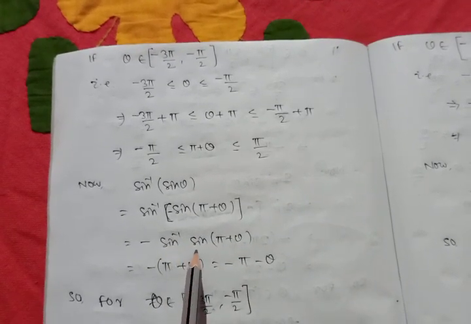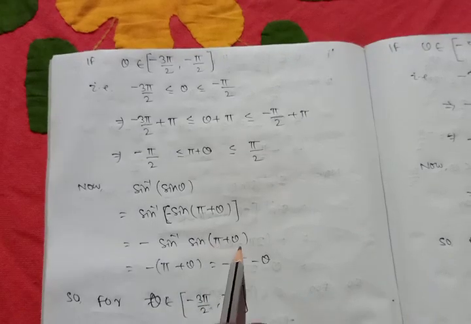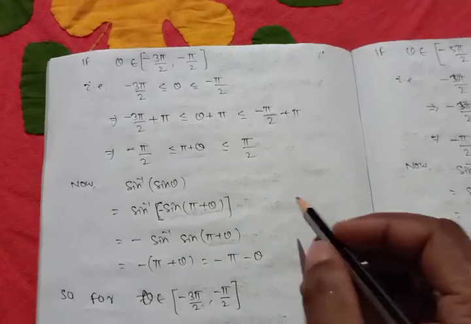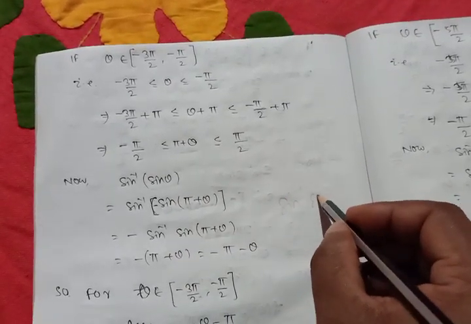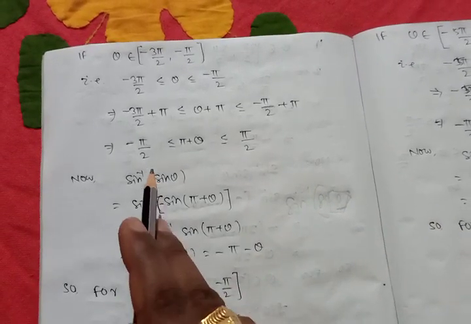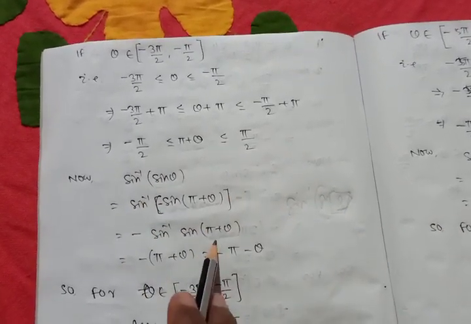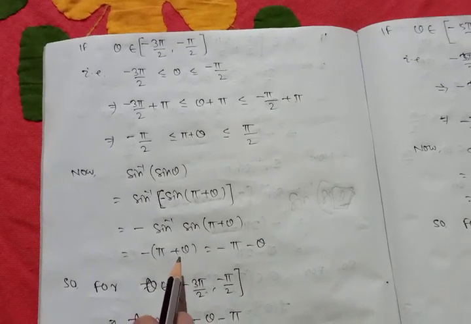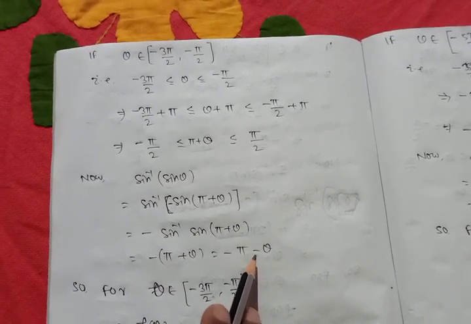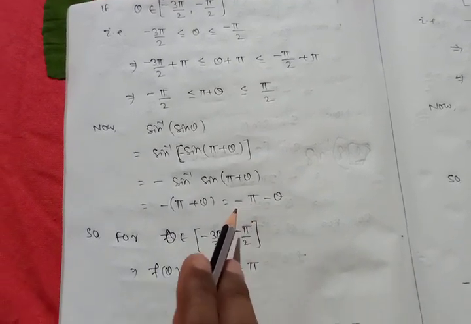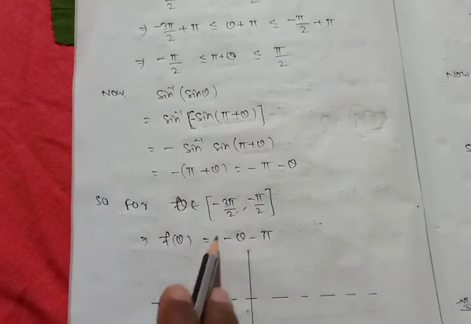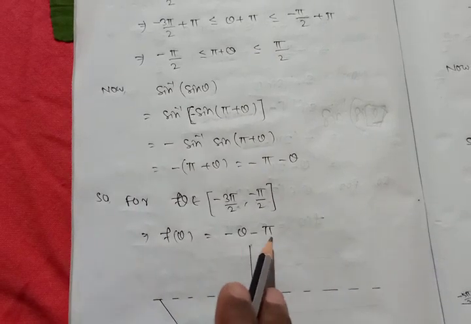So now this sine inverse and sine can be cancelled out because this one belongs to the interval minus pi by 2 to pi by 2. Okay, sine inverse of sine theta can be cancelled out only if that angle must be in between minus pi by 2 and pi by 2, and here it is. Okay, so finally what we get is nothing but minus of pi plus theta, or we can write it as minus theta minus pi. So if the theta belongs to minus 3 pi by 2 to minus pi by 2, then f of theta is minus theta minus pi.